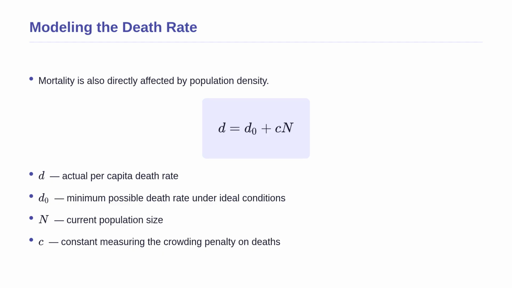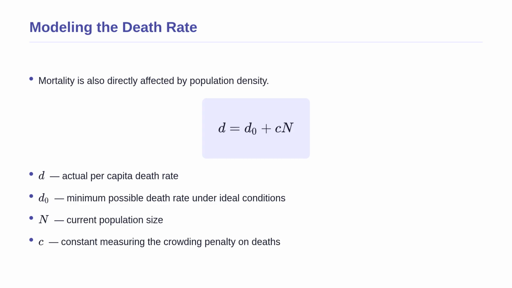Just as births are affected by crowding, so is mortality. Let us look at the second equation, which models the death rate. The symbol D represents the actual per capita death rate of the population. The symbol D0 is the minimum possible death rate under ideal, uncrowded conditions. The variable N again represents the current population size. The constant C measures how much crowding increases the death rate, perhaps through disease transmission or starvation. Physically, this means that as the population N gets bigger, the death rate D goes up.